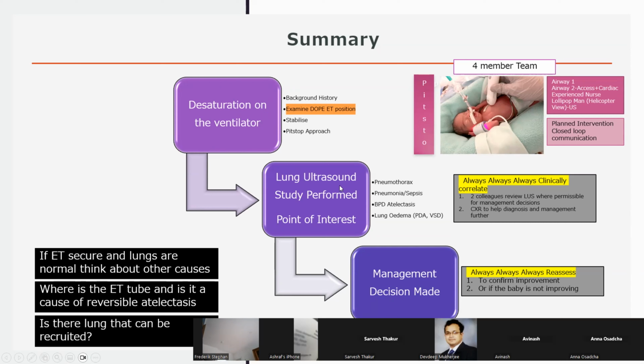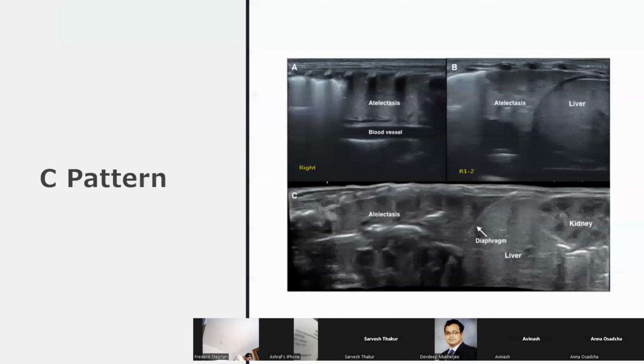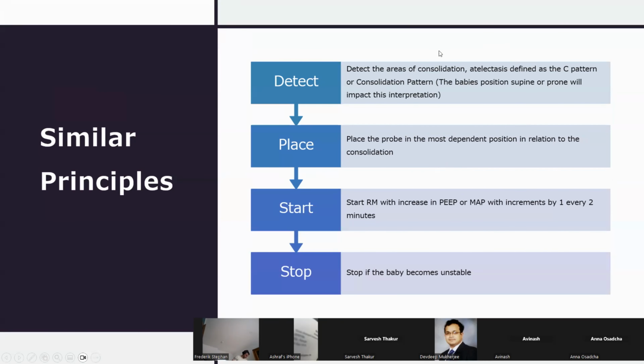I would then perform a comprehensive lung ultrasound to make sure that I don't have a pneumothorax, and try to identify whether there is an element or a pattern of lung that allows me, in this particular case, to recruit lungs safely. If that was the case, I would follow a structured protocol. That protocol, from my perspective, is making sure that I have identified the area that I consider the best for doing a recruitment maneuver, and that this baby is clinically stable enough to tolerate this maneuver. He's hemodynamically stable.